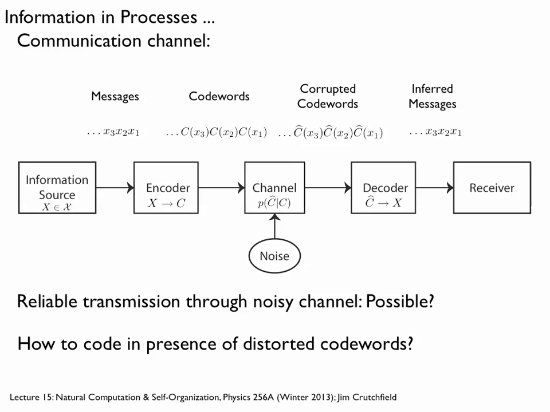But can we do reliable transmission when the channel has some noise built in? How would you do that? So it's a way of designing code words maybe that anticipate the kind of noise that happens? And there are lots of examples of that, depending upon the domain.